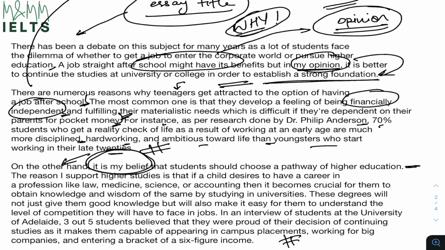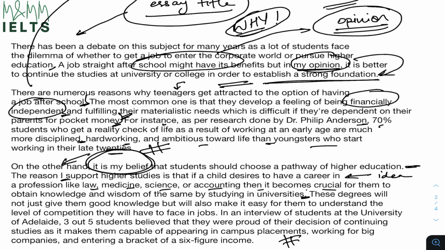So I have given a very general statement. The reason I support higher studies is that if a child desires, so now this is my idea, and obviously it will have some explanation as well. Why? Again, the question why? Why should you go to university? To have a career in a profession like law, medicine, science, or accounting, it becomes crucial for them to obtain knowledge and wisdom of the same by studying in universities.